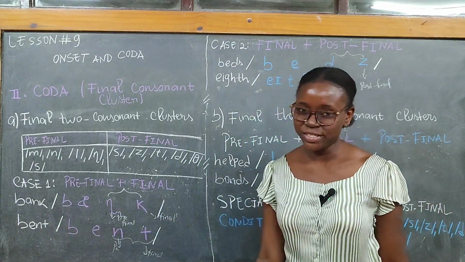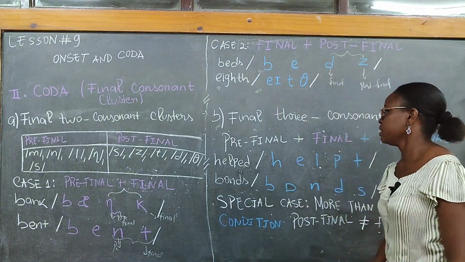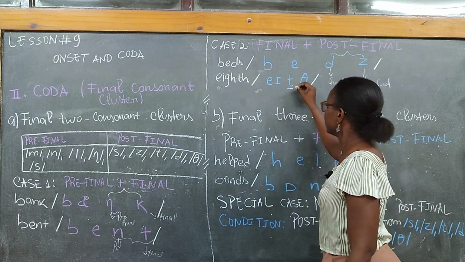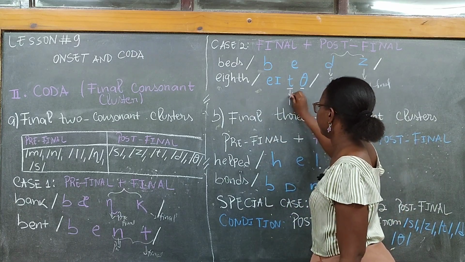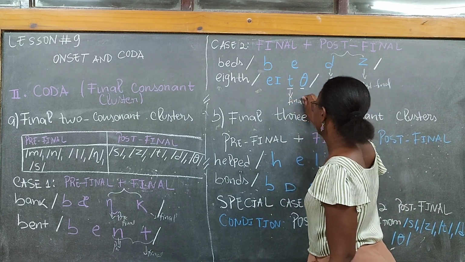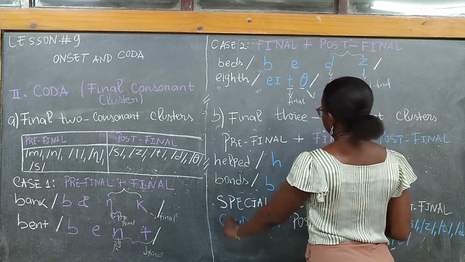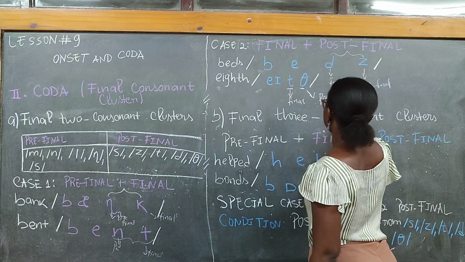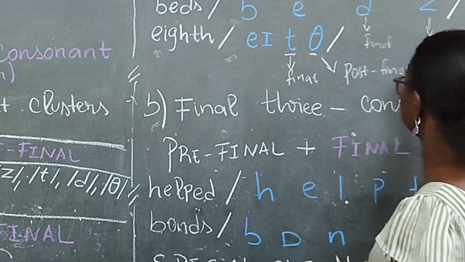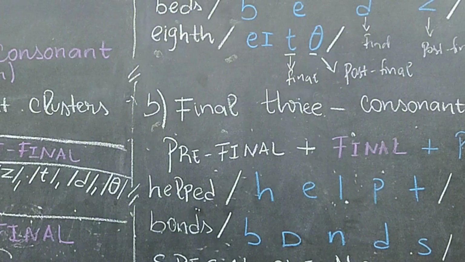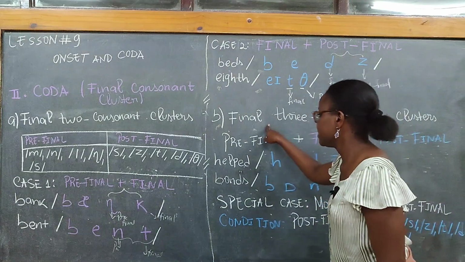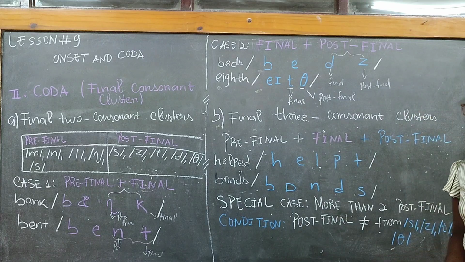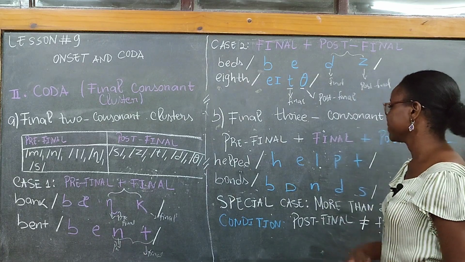And we have the word eighth. So eighth, we have a combination of t and th. Here, we'll have a final consonant. And our th, if we see from the list, it's the post-final. Easy. And we have the second type of final consonant clusters, which is made up of three consonants.